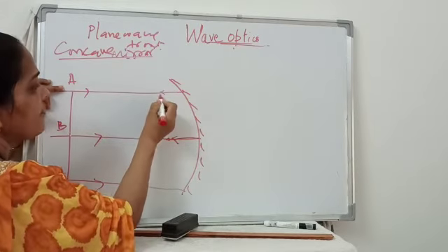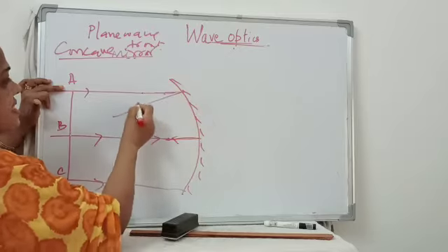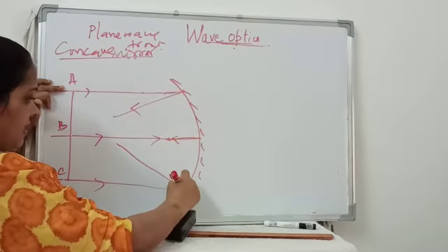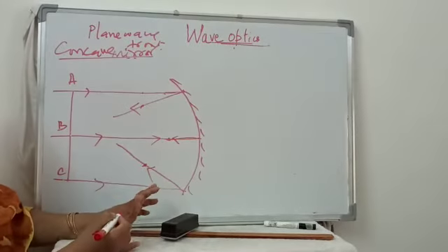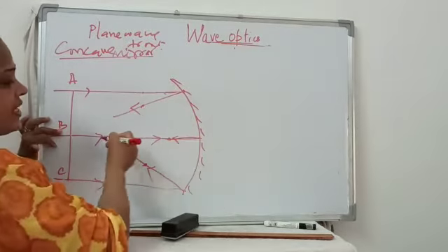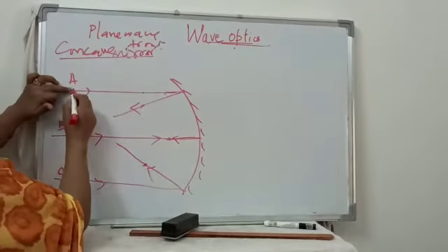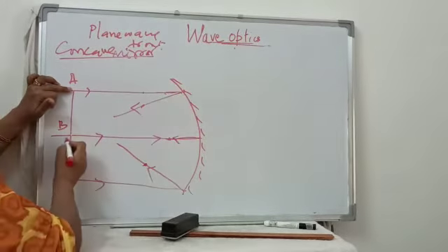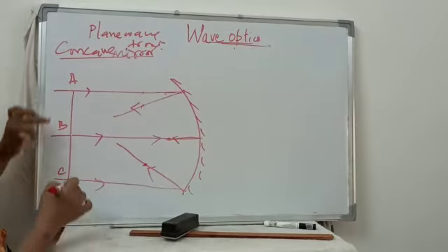Here this is going normally, so it is a retracing. Now here the reflection is shown over here. So it is traveling a shorter distance compared to B. So after reflection, A and C can travel a longer distance.